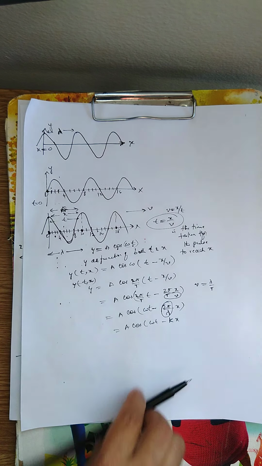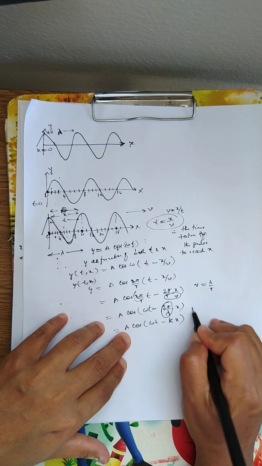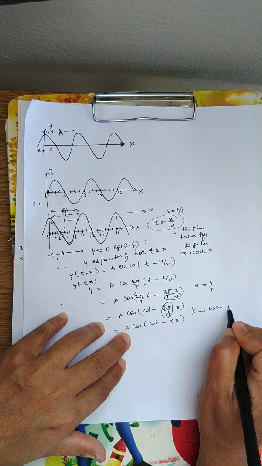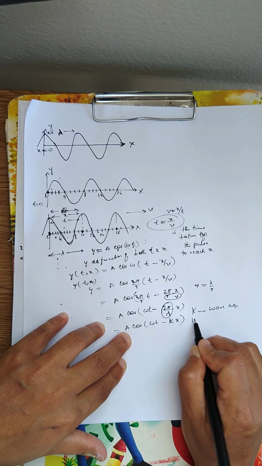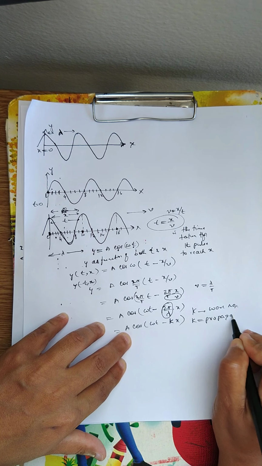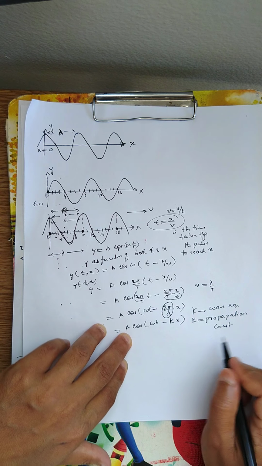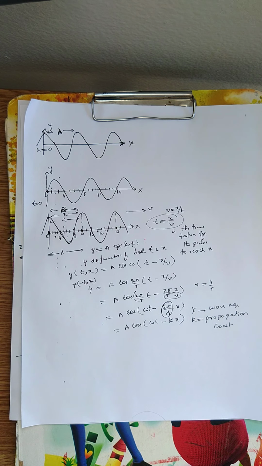Okay, for a particular wave, since wavelength is constant, we are talking about a wave in one medium. Since a wave in one medium does not change its wavelength, we can take the wavelength of a wave in one particular medium to be constant. So this constant k is also called wave number, or it is also called propagation constant, or it is also called angular wave number.